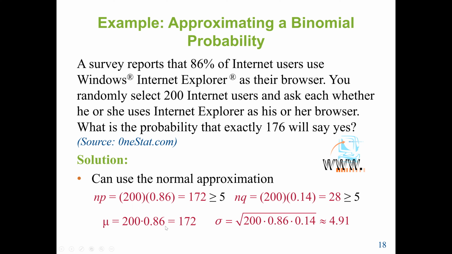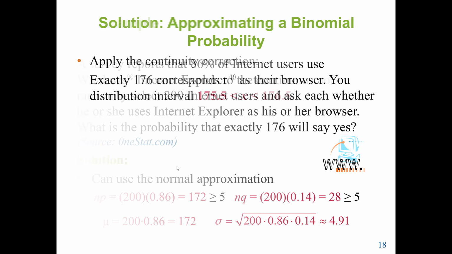The mean will give us NP, which is 172. The standard deviation is the square root of N times P times Q, 200 times 0.86 times 0.14. And that gives us 4.91. So now we know the standard deviation. We also know the mean.